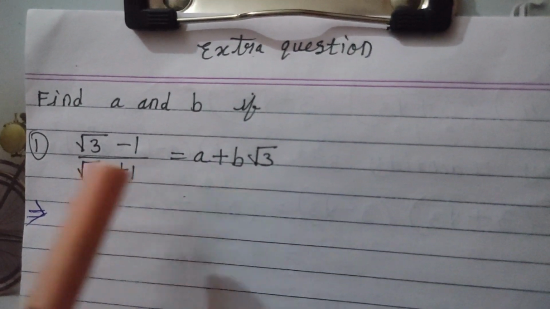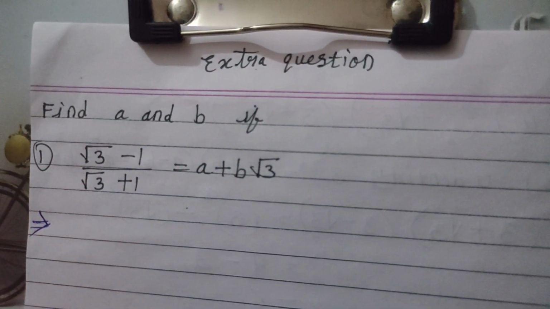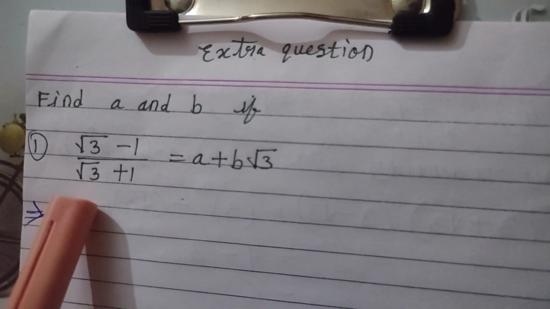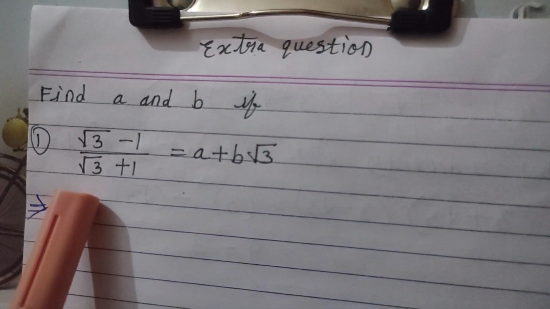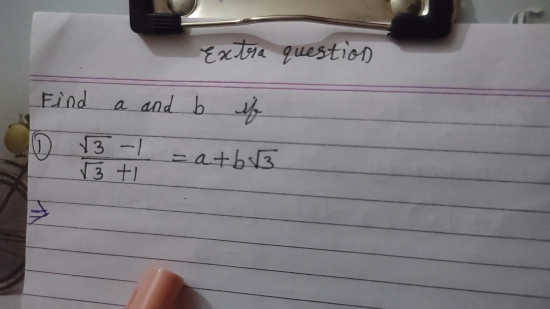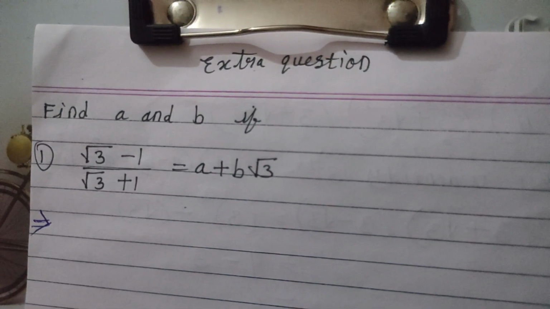For this, you have to take the left hand side and solve it. See the denominator root 3 plus 1, it is irrational, so you have to rationalize the left hand side and then equate it with a plus b root 3. Let us see, we will do it.